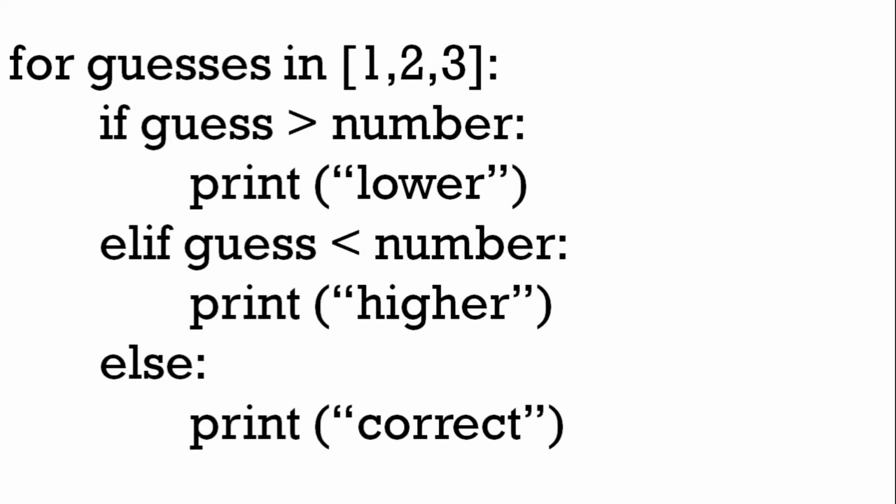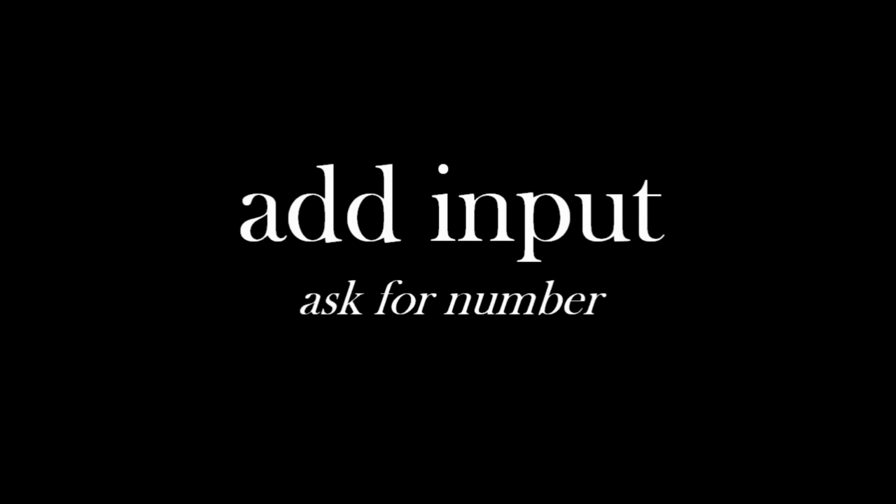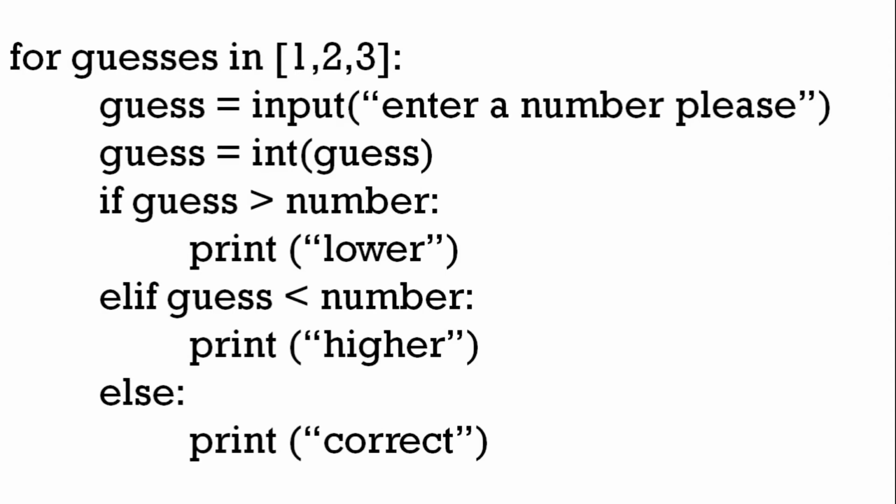Add the loop because there's 3 guesses. So we could just use a simple for loop. And ask for the number, which we gave you the code before. Be careful, remember when someone inputs a number, it's actually a string, so you need to change it to an int. Did you remember that?